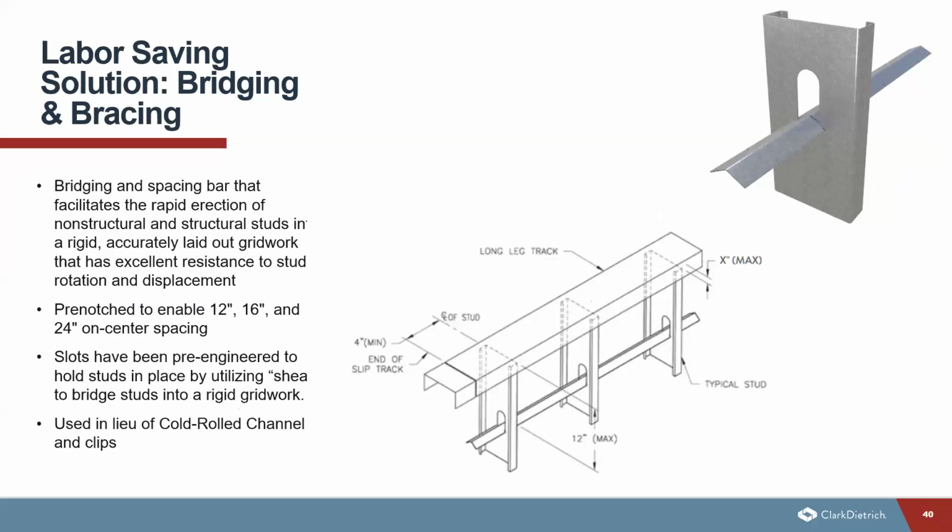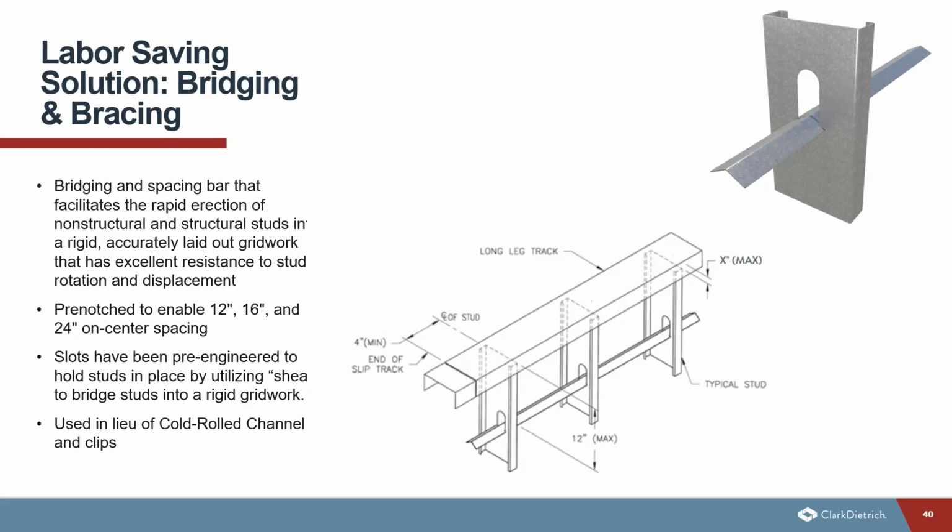Next, we'll talk about some of the labor-saving solutions that are out there. We briefly talked about the bridging systems that are currently available with the cold roll channel and clip method. This one is a bridging bar that's also going to facilitate the rapid erection of non-structural and structural studs. But it also helps lay out the grid work because it does have notches at 12, 16, and 24 inches on center. So not only is it going to help the twisting of the studs, it also will help the contractor lay out the spacing and make sure that they are all properly aligned.